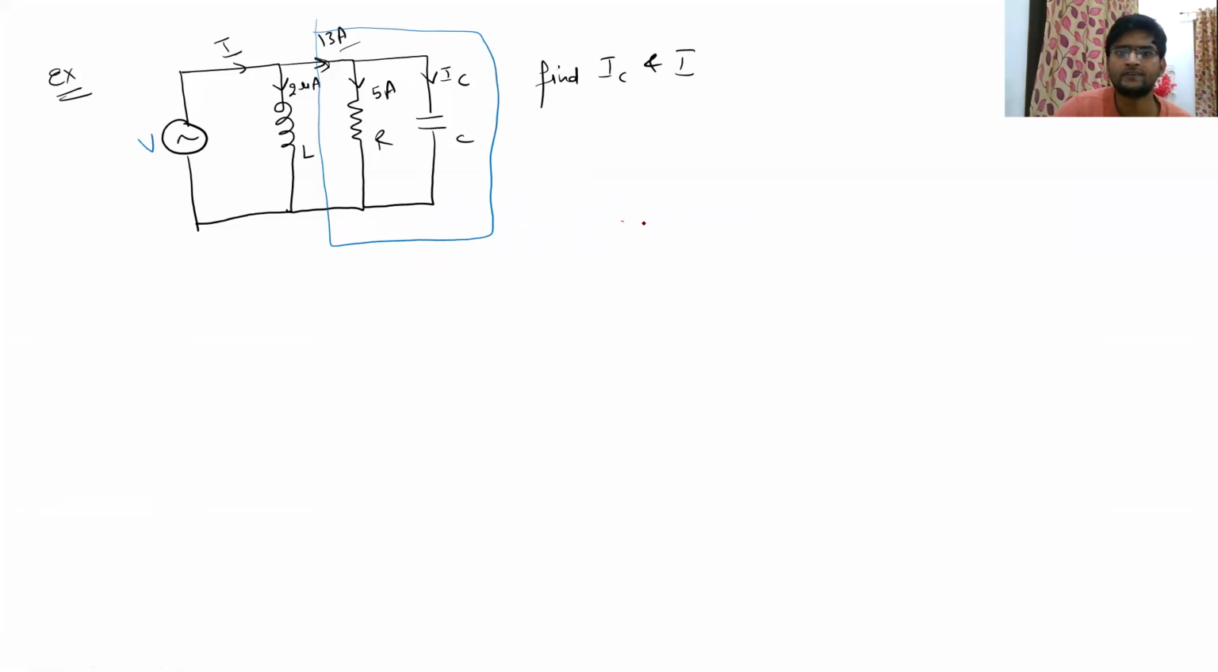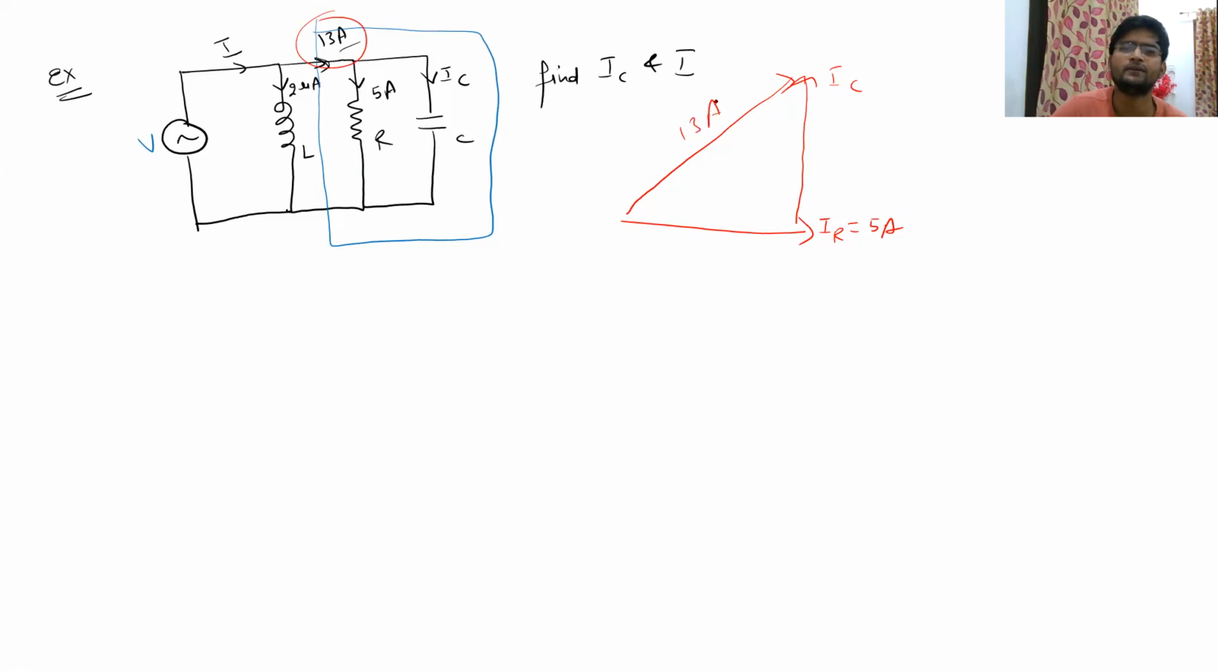Let me draw the phasor diagram. We just did it in the case of the RC parallel circuit. So this is going to be your IR, which is nothing but 5 ampere, and this current is going to be your IC, and this is the resultant current, whose magnitude is given as 13 ampere.